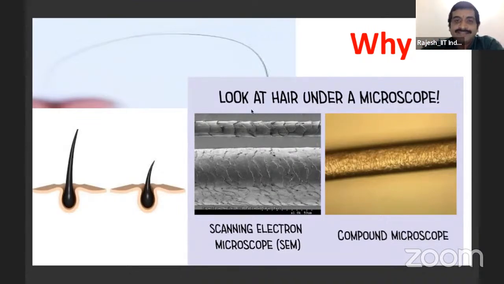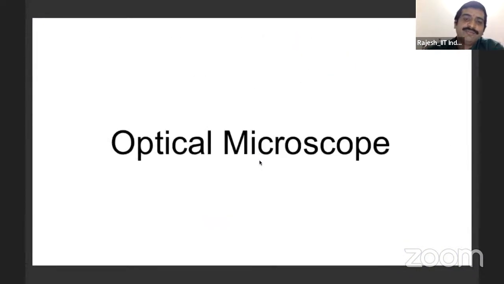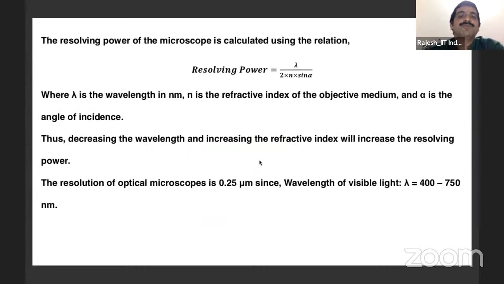What is the difference? It's the same hair which we see through our eyes, same hair when we see it using optical microscope, and this is again the same in electron microscope. Now look at the detailing that we can see when we use electron microscope. How this happens, let us look at this. So before we go, we will take the example of optical microscope and let us define a few terms.